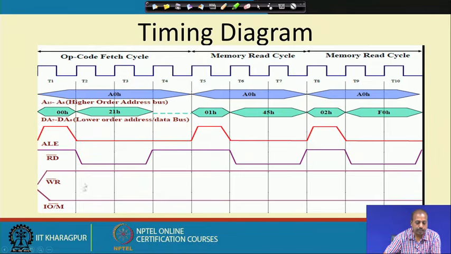Write bar is high and IOM bar is low, because this is not a memory write operation and this is a memory operation. So, after that, this T4 is for the decoding part.